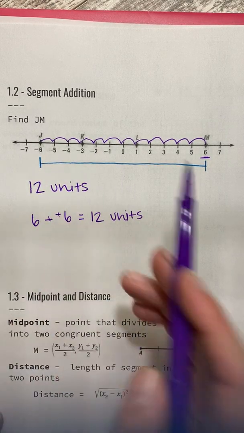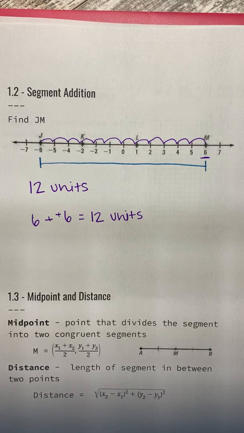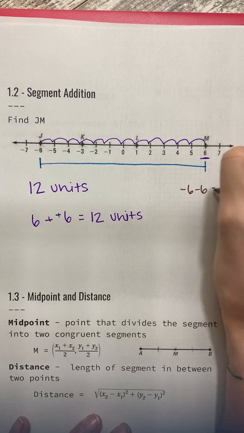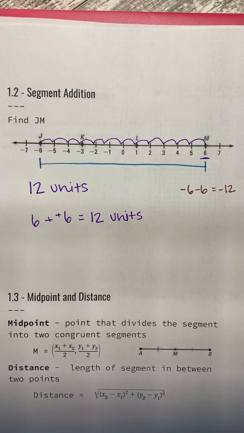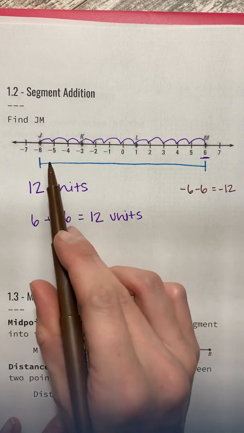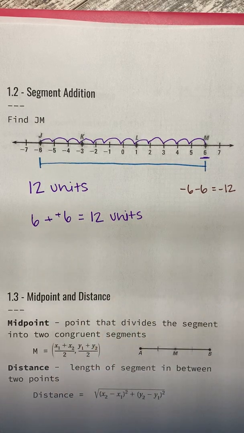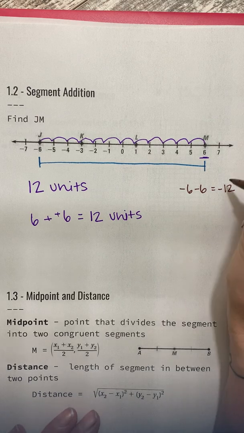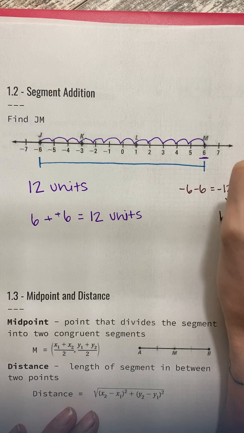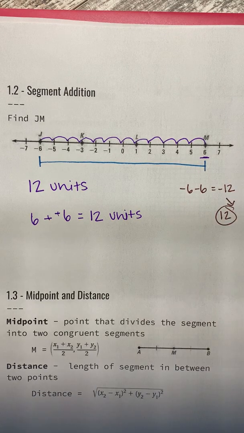If you did accidentally do -6 minus 6, that's going to give you -12. So that's just where you have to think through it and know that distance cannot be negative, right? These cannot be -12 units apart, okay? So you just have to think when you see -12, it's actually going to be a +12, okay?